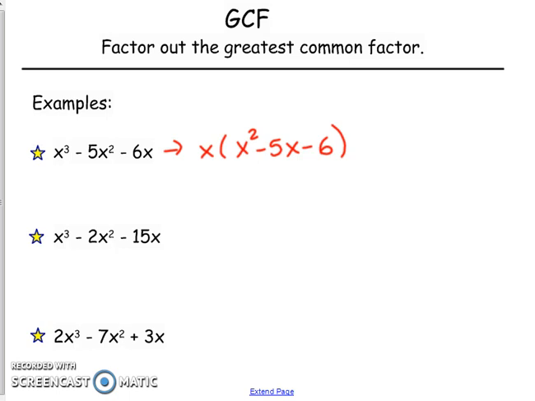What we're left with now is a quadratic that has an a value of 1, so we can factor this further. So the point of this is to factor all the way as far as you can go. So if you factor one way, you might still be able to factor another way. So we took out the GCF, and then we're going to factor. So multiplies to negative 6, adds to negative 5. We're going to use negative 6 and positive 1.